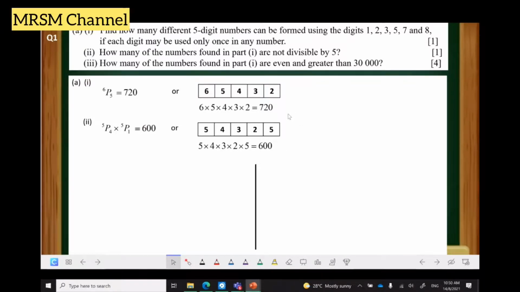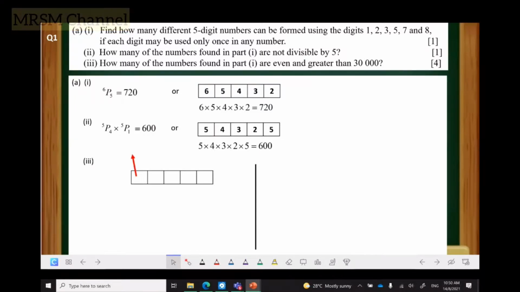Okay. And the third one, kalau kita tengok the third one, dia kata the numbers found in part 1 are even and greater than 30,000. So we have two restrictions. The number must be even, the number must be greater than 30,000. So kalau kita ambil this one, kita buat petak kat sini. Okay, if the number is greater than 30,000, so the number dekat depan ni, okay, dia boleh ada how many choices? We can fulfill with number, ada 4 semua sekali. Okay, because we have digit 1, 2, 3, 5, 7 and 8.